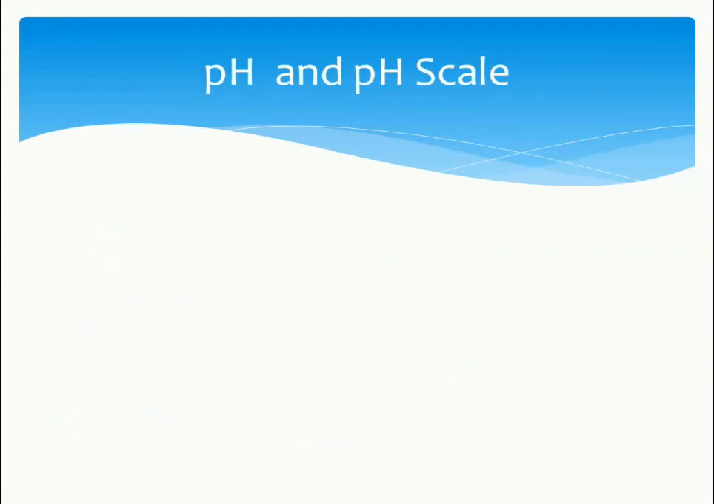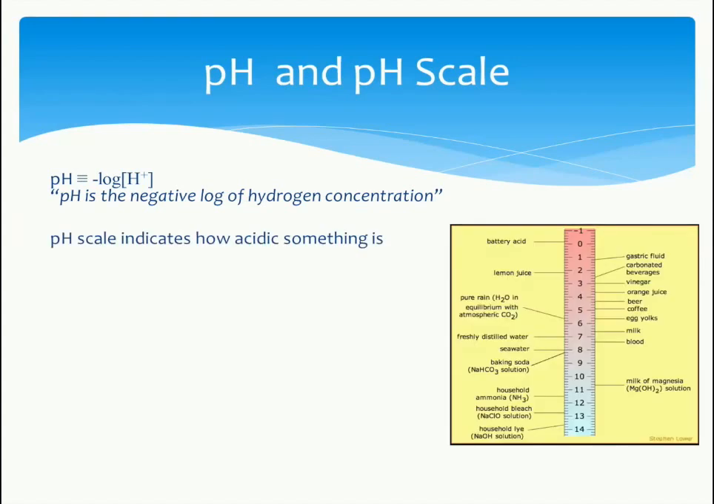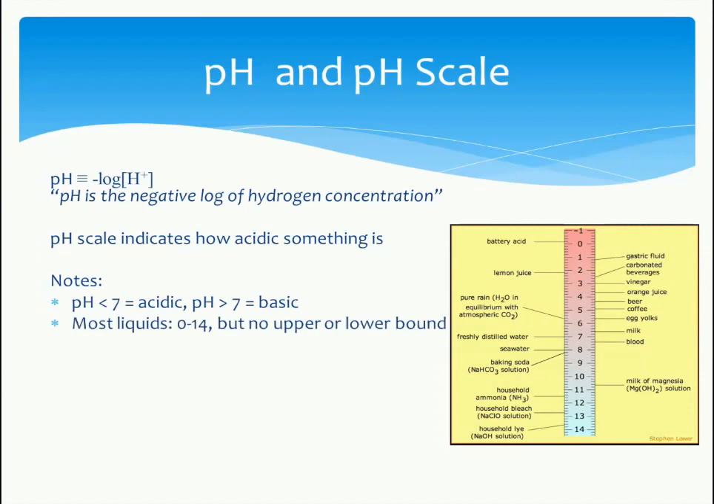Now let's talk about pH and the pH scale. pH is defined as the negative logarithm of the hydrogen concentration. The pH scale indicates how acidic something is. The smaller the number on the pH scale, the more acidic something is, and the higher the number, the less acidic it is. Here are some notes. On the pH scale, 7 is defined as neutral. Therefore, anything with a pH less than 7 is said to be acidic, while anything with a pH greater than 7 is said to be basic.